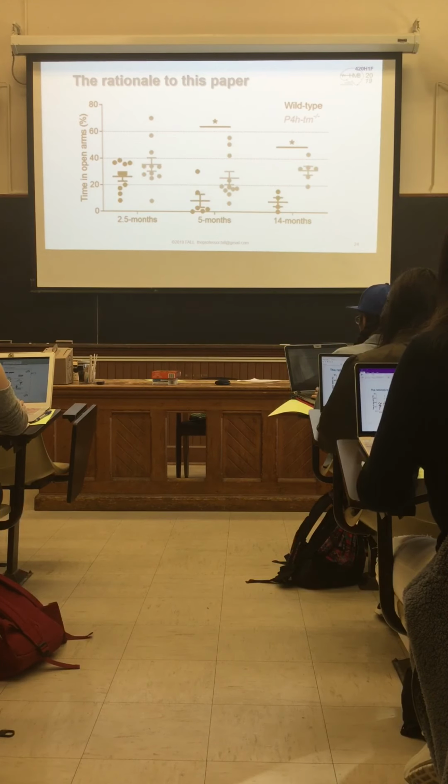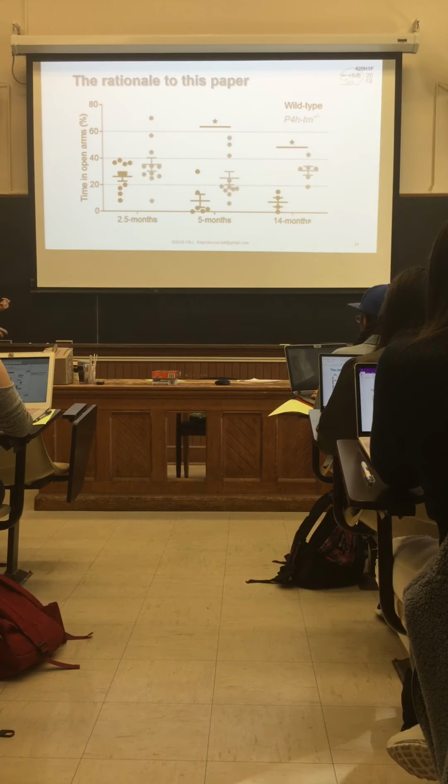The longer you're spending time in the open arms, where it's not closed off, the more relaxed the mouse is. And what we're looking at here is the wild-type mice compared to this knockout animal, or the null mice, where we have reduced the expression of P4H. So here again, if we take a look at different ages, 2.5 months after birth, 5 months and 14 months, you can see that there is the beginnings of a change in the behavior.